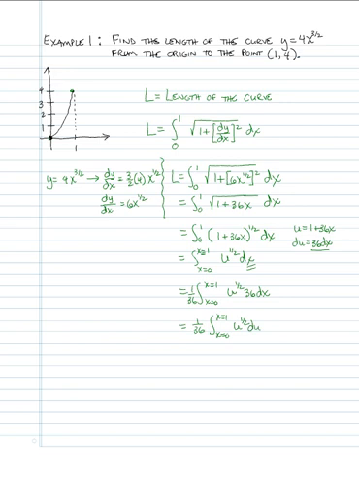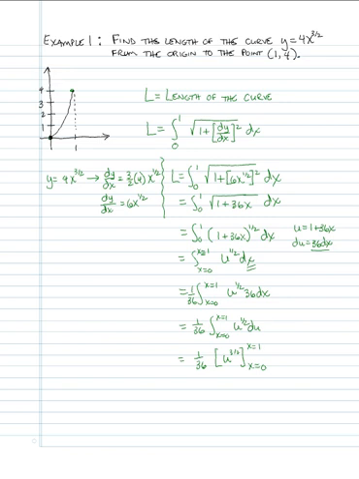Now, I have an option here. I can integrate. Let's go ahead and do that. 1 over 36, the indefinite integral of u to the 1/2 power is u to the 3/2 power, and I know you can figure that out. It's u to the 3/2 power. Now, we need to evaluate that from x equals 0 to x equals 1.